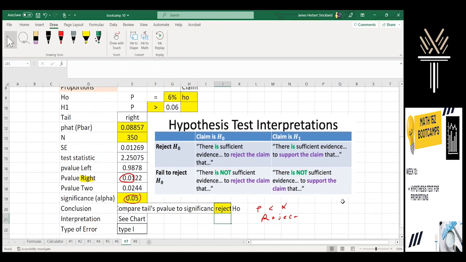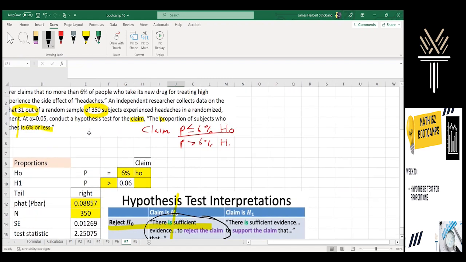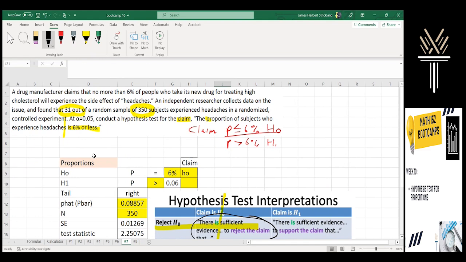Putting it together, our claim was the null hypothesis. We reject it. So here's your sentence: there is sufficient evidence at the 0.05 significance level to reject the claim that the proportion of subjects who experience headaches is 6% or less. We're rejecting the claim that 6% or less would experience headaches.